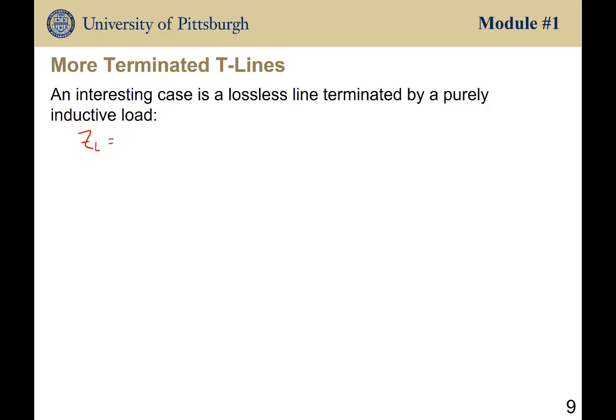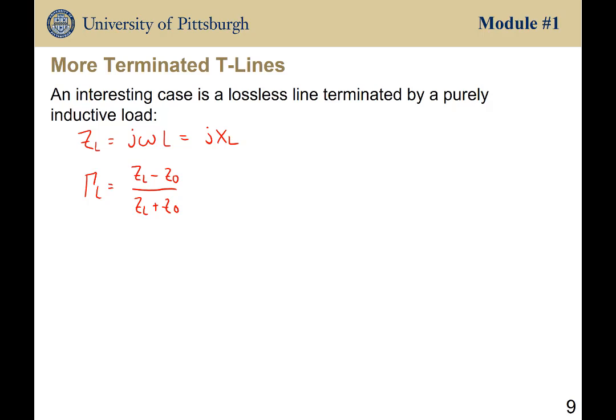So ZL would just be equal to j omega L, or you could call that j times XL, which is commonly used for inductive reactance. Instead of looking at the input impedance, what if we instead look at the reflection coefficient? The reflection coefficient, you remember, is equal to ZL minus Z naught over ZL plus Z naught.